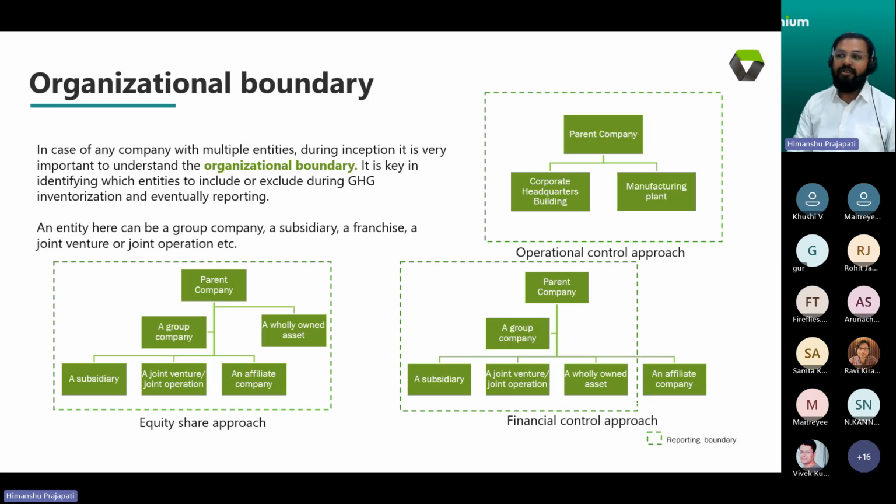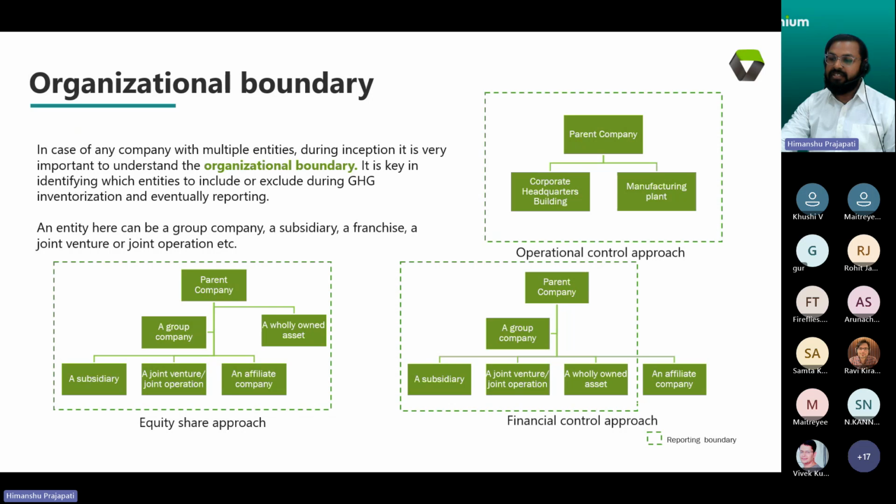This is a bit different when we talk about operational control and financial control. In this case, it is all about whether the parent company has an operational control over the entity or not. For example, in the same example over here, we can suppose the parent company has a manufacturing plant. In this case, it has a total operational control over this particular manufacturing plant, and that is why the entire 100% of the emissions from this manufacturing plant will be reported by the parent company. On the other hand, if there is an entity wherein the parent company does not have operational control but might have an equity share, in that case, it will not report the emissions that are arising from that particular entity.